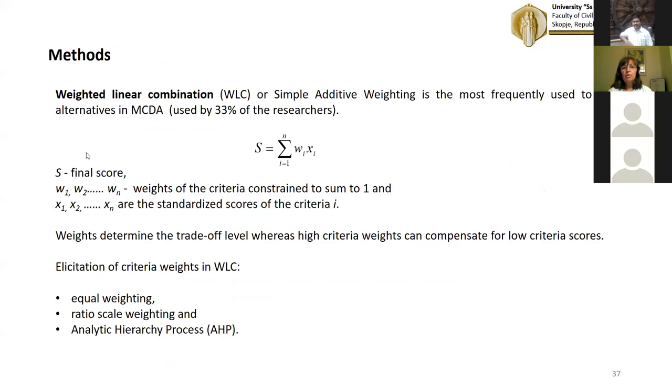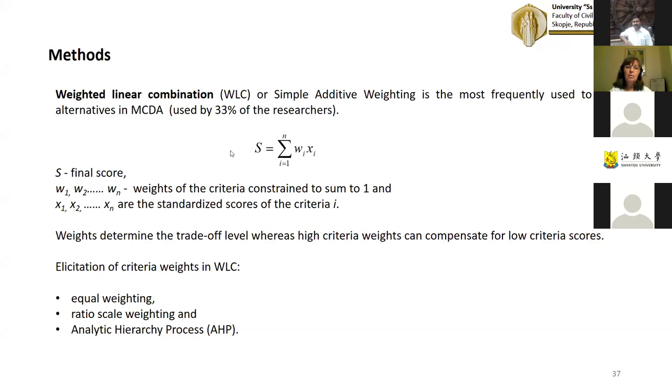The most frequently used method is weighted linear combination, or simple additive weighting, used by nearly 33% of the researchers. And this weighted linear combination is very favorable when we want to prioritize some criteria among the others, which is achieved by assigning weights to each criterion. The weighted linear combination uses the weights such that the final score is a sum of the weights of the criteria, constrained to sum to one, where each criterion is associated with standardized scores.